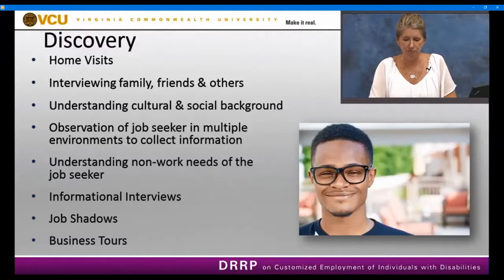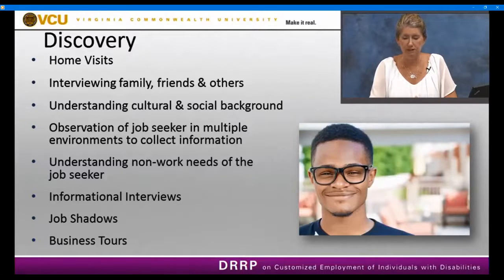We also want to understand non-work needs of the job seeker. And this includes everything else that's important to the job seeker that affects work. Transportation is a huge issue. How is the individual going to get to and from work? Because how they get there will affect when they're available to work. If they're using specialized transportation, we have to consider when is that available to them. Are there certain hours that it's not available? So overnights are not an option, or evenings or weekends are not an option.